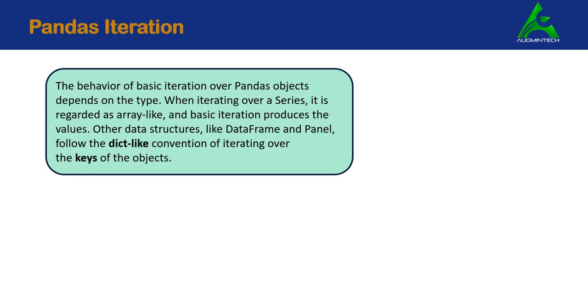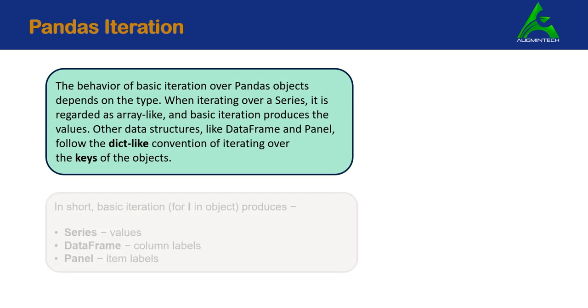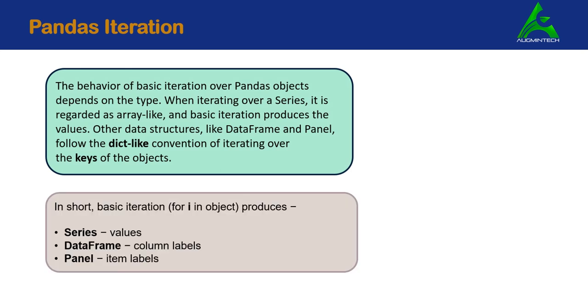Now let's see what is pandas iteration. So iteration basically means to move over or to iterate. So the behavior of basic iteration over pandas objects depends on the type. When iterating over series, it is treated as an array, and basic iteration produces the values, whereas data frames or panels follow a dict-like convention of iterating over keys of the objects. Basic iteration produces series in terms of values, data frame as column labels, and panel as item labels.